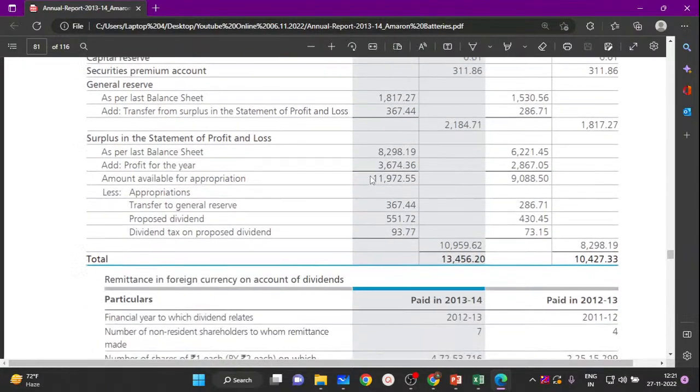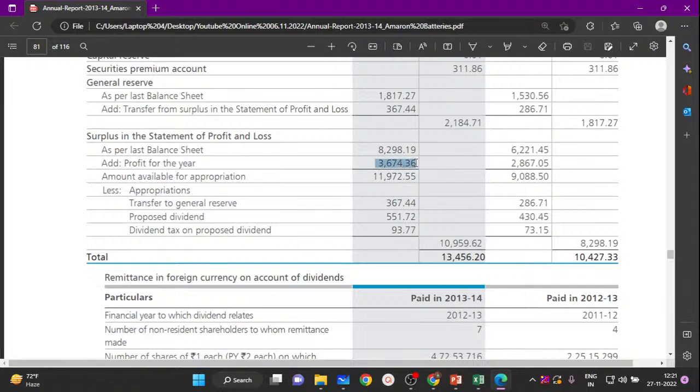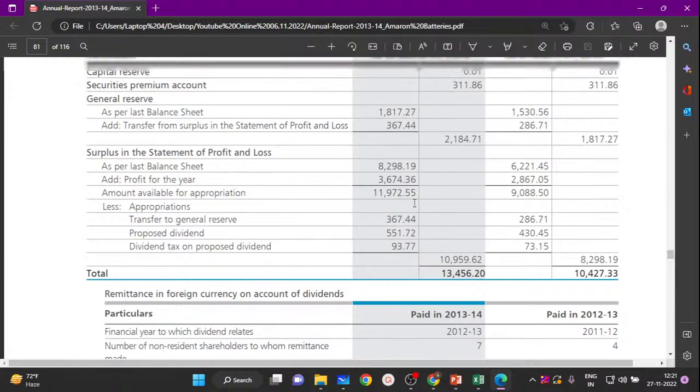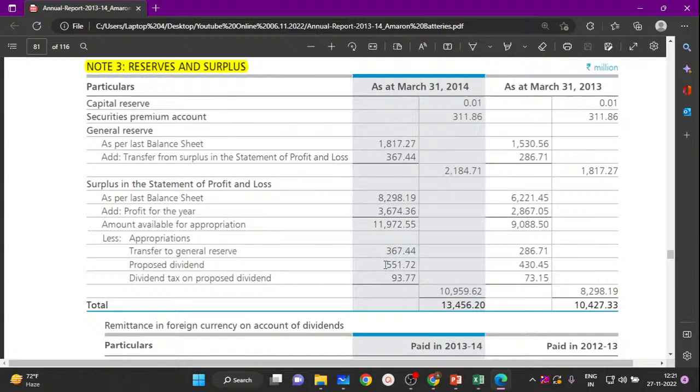So now again in the next year the company has earned the profit of 3674. Out of that, 10% of the profit has been put towards the general reserve. You see 10%, and 551 they are declaring as a dividend, and this is the dividend tax. So minus, so this is the figure. Now it will reflect in the reserve and surplus, and this is 367.44, this profit, whatever the profit out of this 10%, this figure they are taking towards the general reserve. So general reserve will keep on increasing, because a certain portion of the profit the company is putting towards the general reserve.